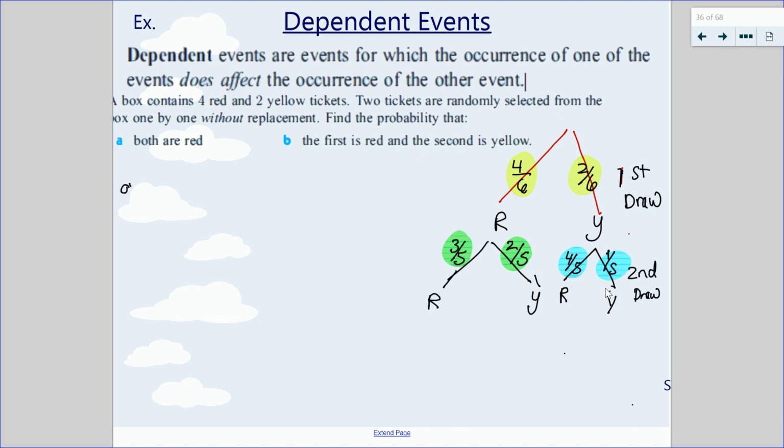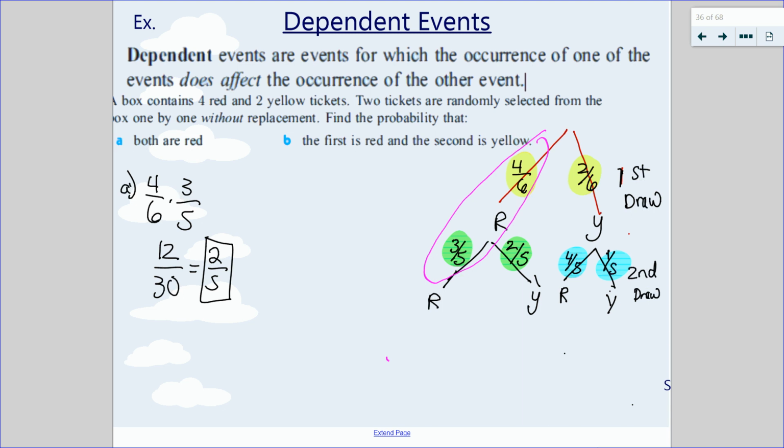So A, the probability that they're both red, what you would do is multiply down the red. So that would be down this branch, red times red is 4/6 times 3/5. That is 12/30, which reduces, I have to divide it by, let's see what goes into both of those, 6, so 2/5.